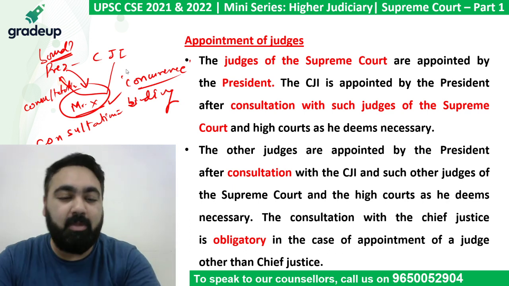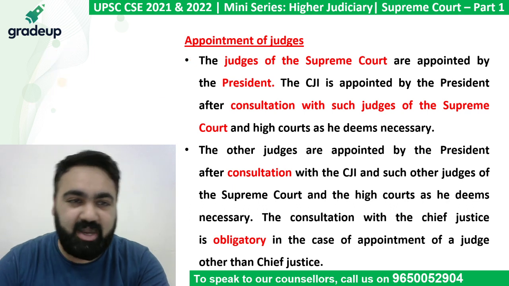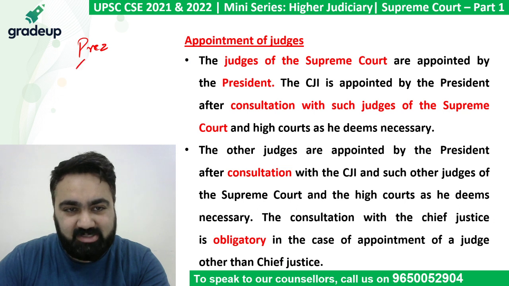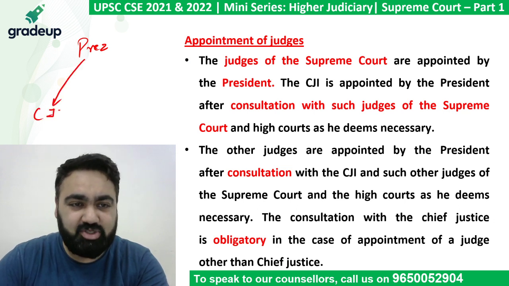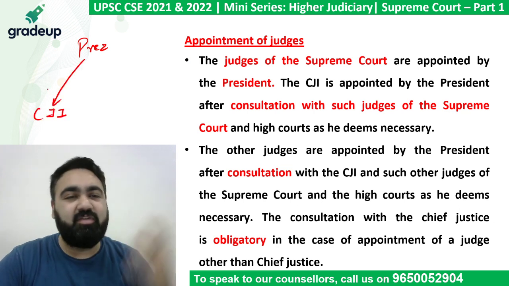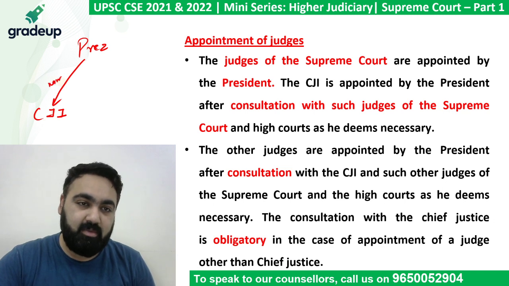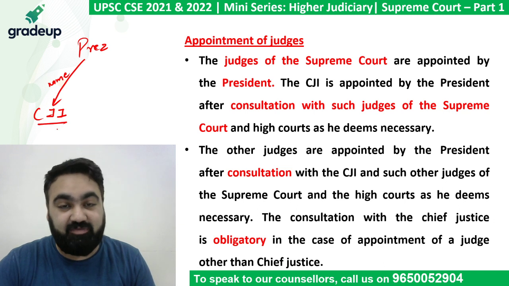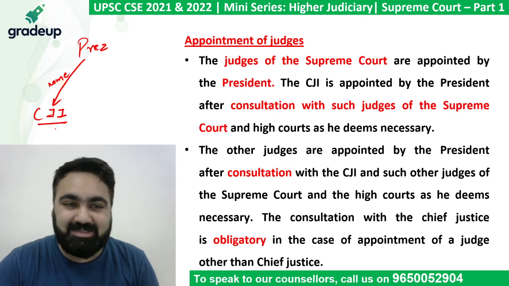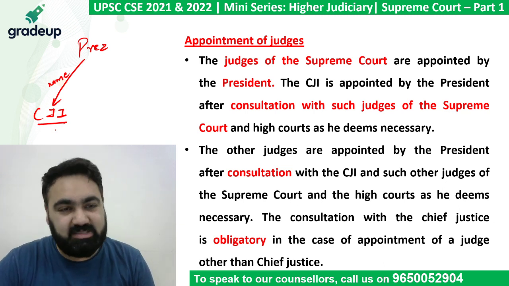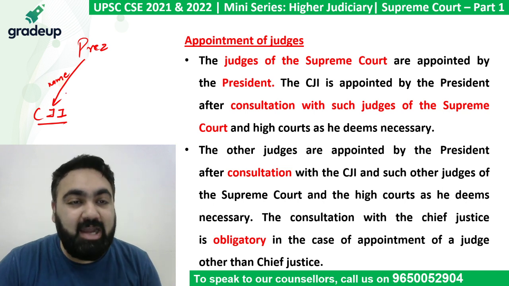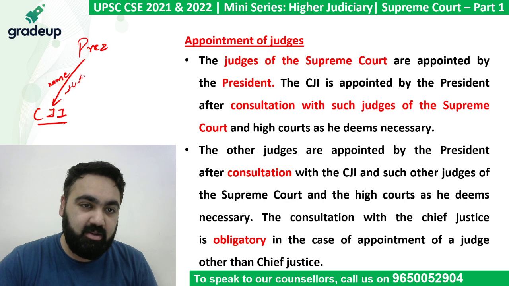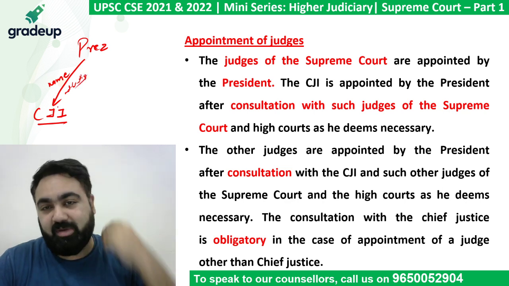Now, let's try to look from the President's point of view. President has to appoint someone. He is asking the Chief Justice of India, who should I appoint? And the Chief Justice of India, let's say, gives a name. If it is binding on the President, then obviously the Chief Justice of India or the judiciary has the power to decide who will be the next judge. On the other hand, let's assume it is not binding on the President.